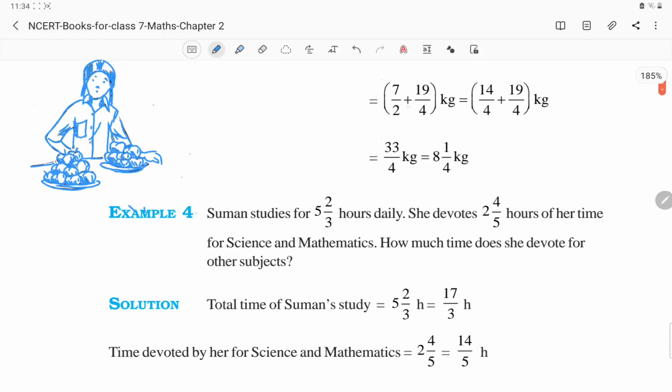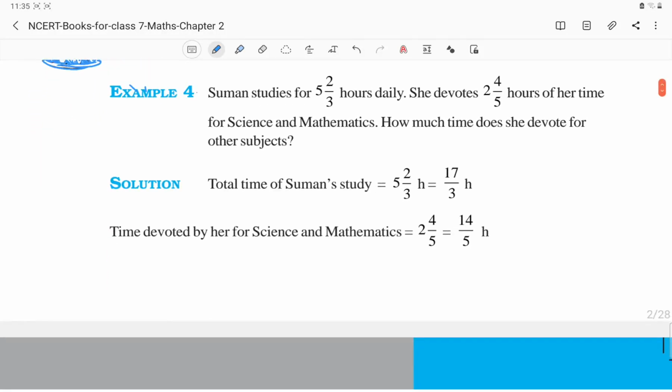Now, 14/4 plus 19/4 kilogram equals 33/4 kilogram. And how did we do this? We just added the top two numbers, okay? Only when they share a common denominator can we actually do that. Which equals, back to a mixed fraction, 8 and 1/4 kilogram.